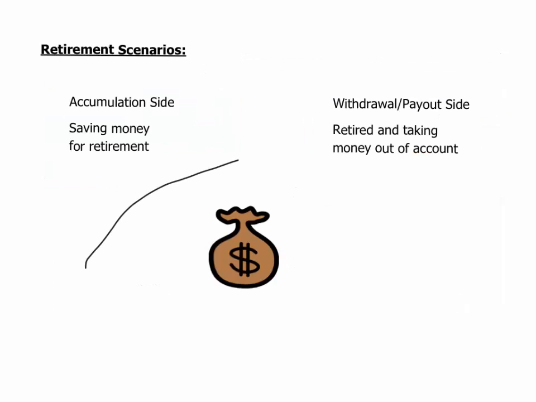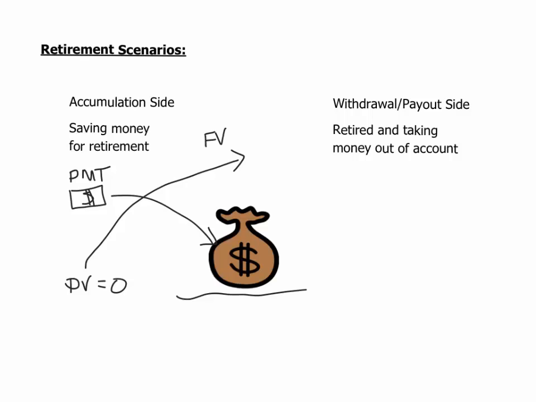We talked in a previous video about the accumulation side of retirement scenarios. When we're saving up money, we're taking money each month and putting it into an account, building up this big pile of money. This is our saving for retirement side. The money that we're putting into our account each month is our payment. We typically start out with a present value of 0, and we're trying to find the future value: how big is this pile of money after we've saved for 20 years or whatever.